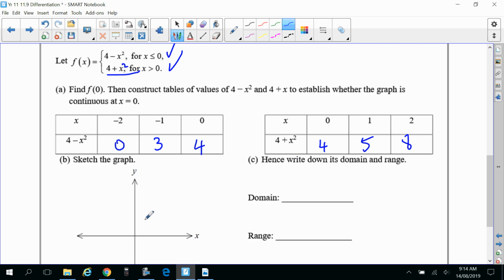Let's draw the graph. So 4 minus x squared. On the left of 0, we have 4. Actually, we'll put 4 here, and then we'll have 3, and then it just becomes like that, right?